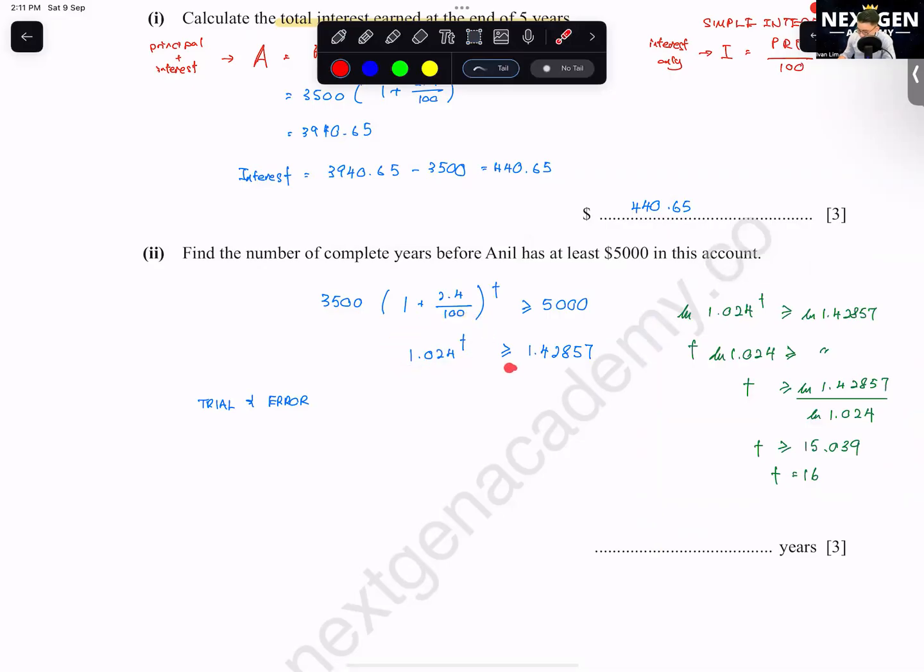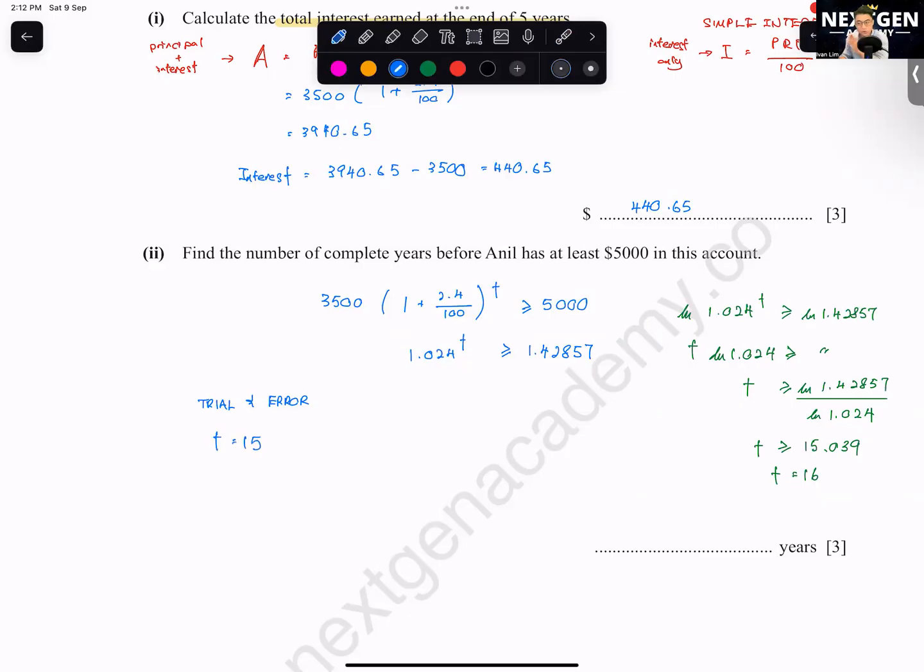One is smaller than this value, one is bigger than this value. Okay, so what do I mean? We know that the answer is t equals 16. Or you can just keep trial and error. That means you press 1.024, then you keep changing the t value until you get a value that is bigger than 1.42857. Otherwise, you need to show your final answer like that.